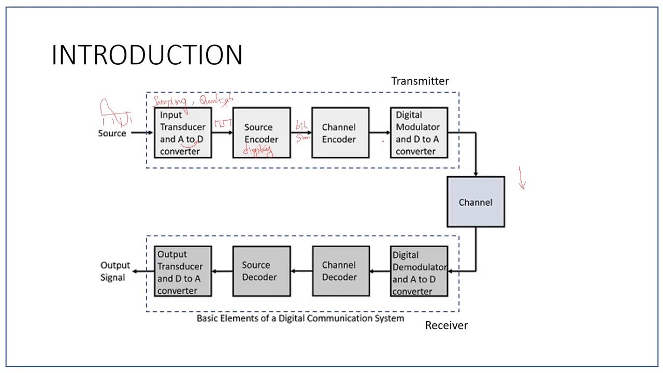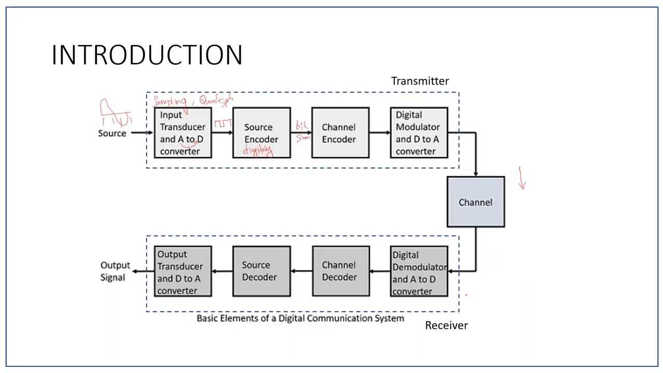Through the channel we receive all the noises, etc., and we reach the receiver end. The channel adds noises, interferences, and crossover to the messages. Therefore, the channel must be engineered in such a way that the degradation of the signal is reduced.